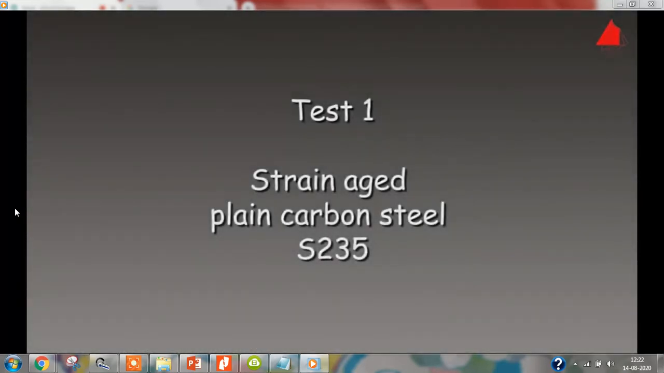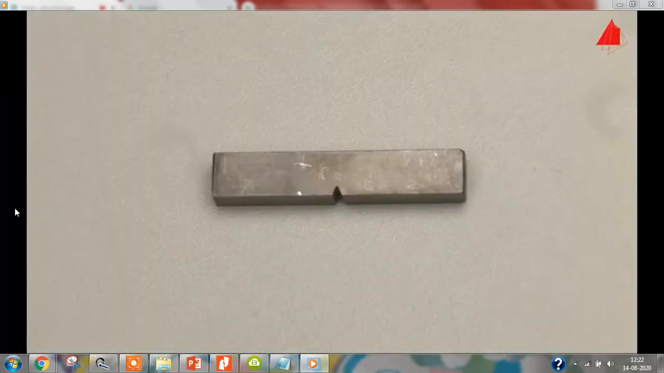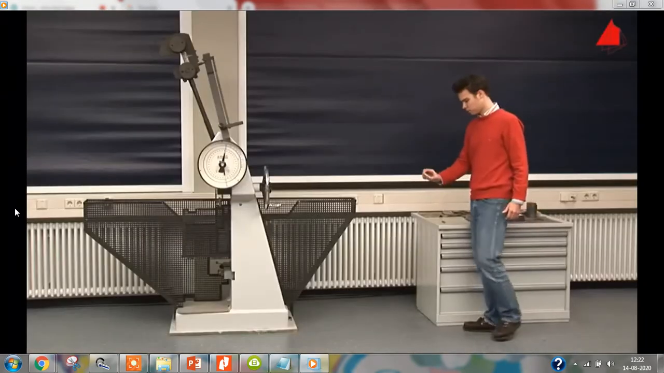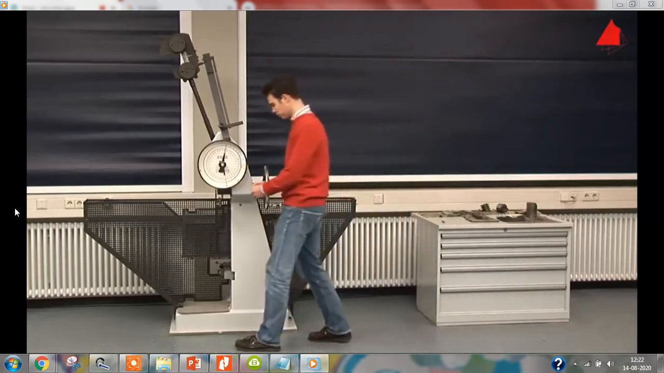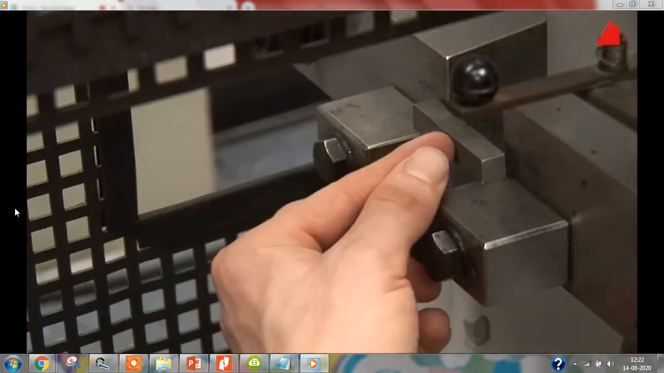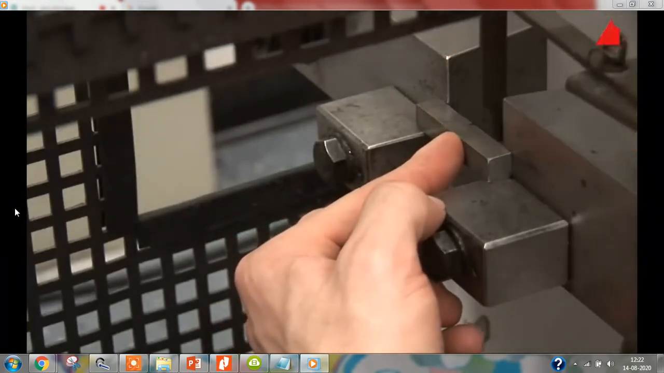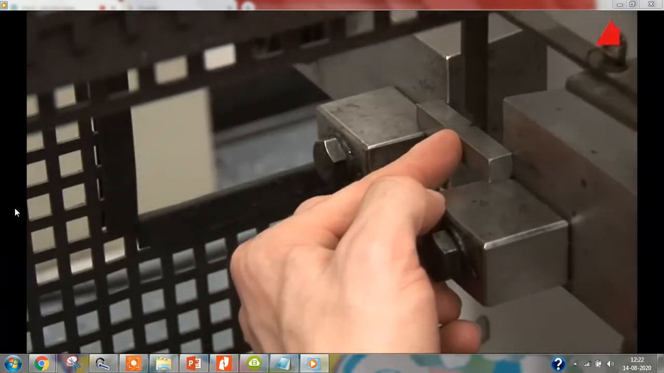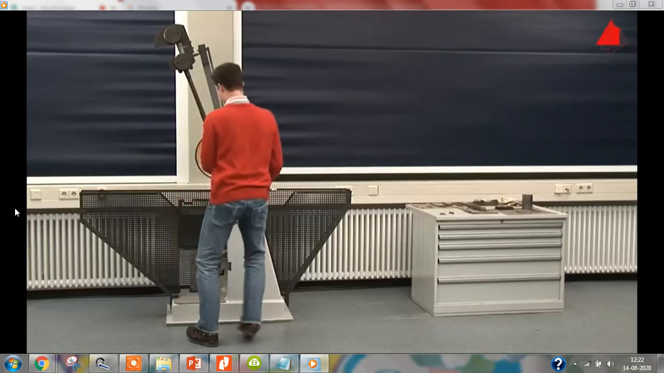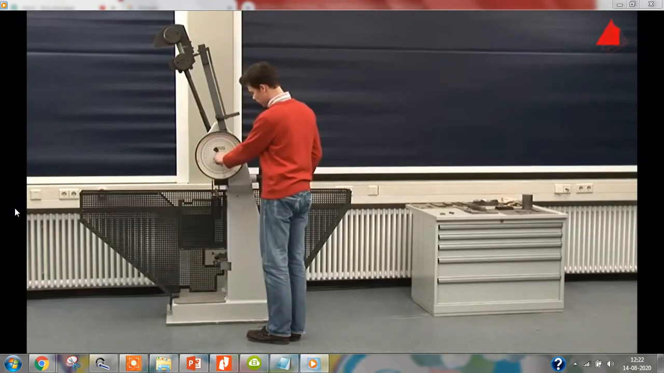First test, strain-aged plain carbon steel S235. This is our test specimen. It has been machined to standardized size and shape with the characteristic V-shaped notch. The tester places the specimen on a support in the lower part of the machine and adjusts its position with a centering device. Next, he turns the drag indicator downwards again and checks that everything is prepared correctly.